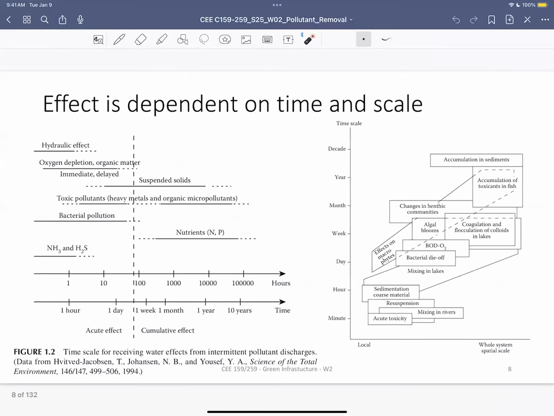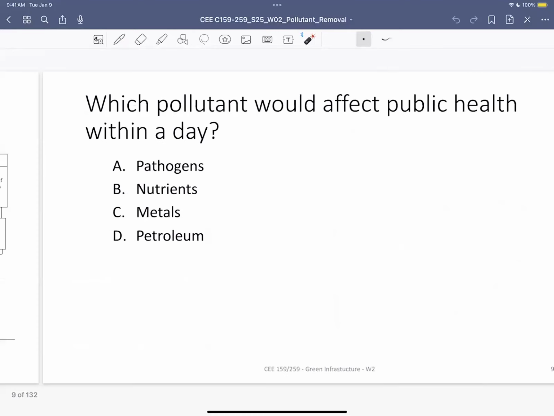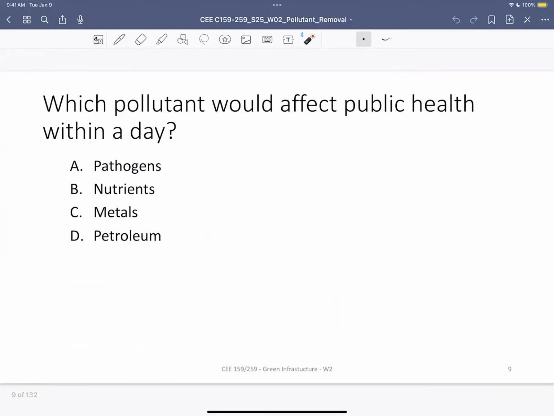And with that, let's see how well we learned which pollutants would affect public health within a day. Your options are pathogens, nutrients, metals, and petroleum. I'd like you to pause the video here and give it a thought based on what you learned. I'll take a 10-second pause so that you have time to pause it and think.